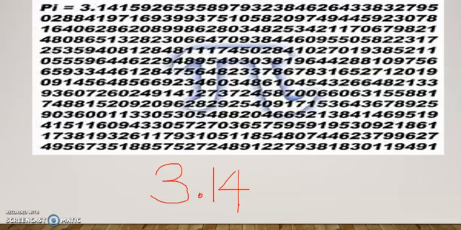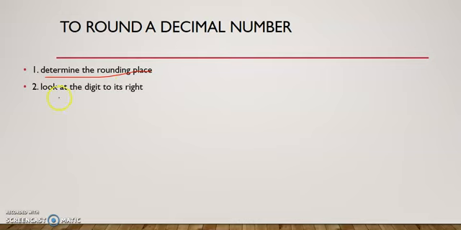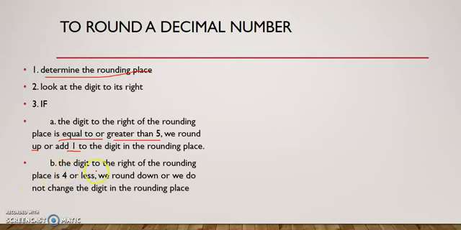Now, let me show you the steps on how to do this. To round a decimal number, first, you have to determine the rounding place. Second, you have to look at the digit to its right. Third, there's a condition. If the digit to the right of the rounding place is equal to, take note, or greater than 5, we round up, or we add 1 to the digit in the rounding place. And another if: if the digit to the right of the rounding place is 4 or less, meaning 4, 3, 2, 1, we round down, or we do not change the digit in the rounding place.